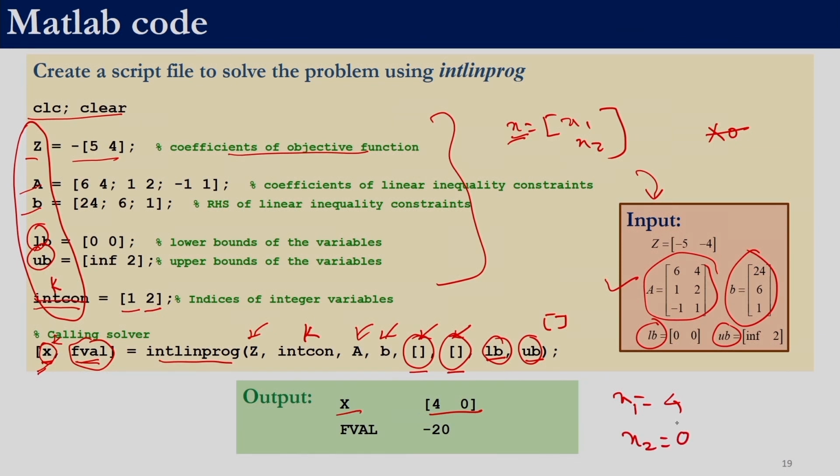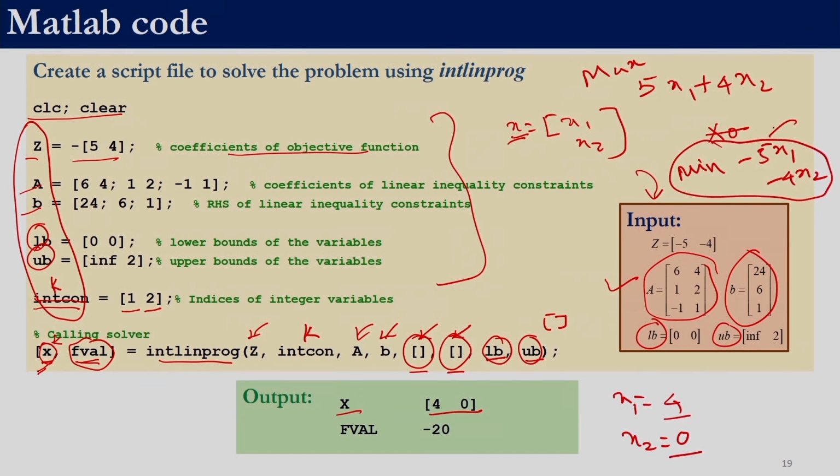So our objective function was 5x1 plus 4x2. This was to be maximized, right? And what we did was minimize minus 5x1 minus 4x2, right? So if you substitute this 4 and 0 in this expression, because this is what was given to intlinprog, what we will get is minus 20. So that is nothing but this fval, right?